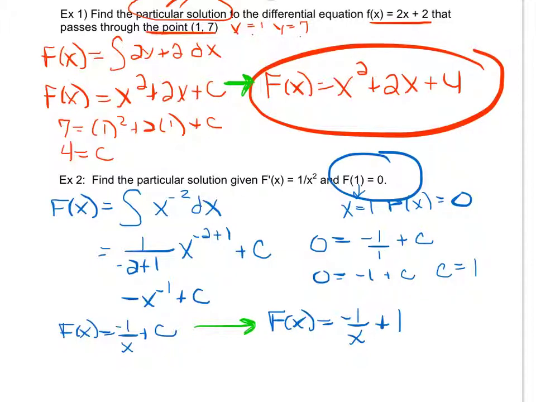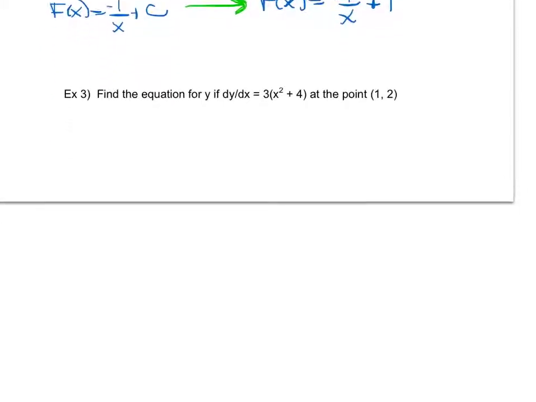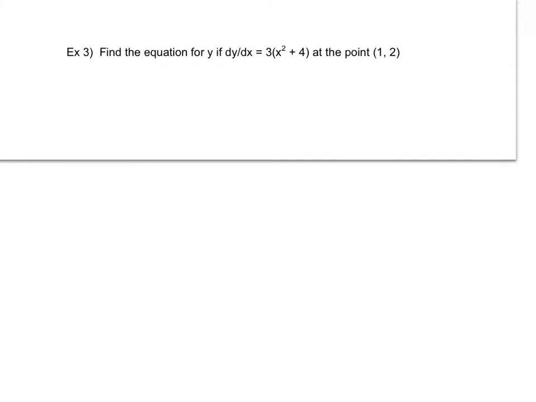And let's look at one final example. So I want to find the equation for y if my differential equation, if dy dx is this function here. So first thing I'm going to do is anti-differentiate. So when I take the integral, I know that I'm going to have to distribute that 3, or I guess I could pull the 3 out as well. So let's do that. Let's practice doing that.